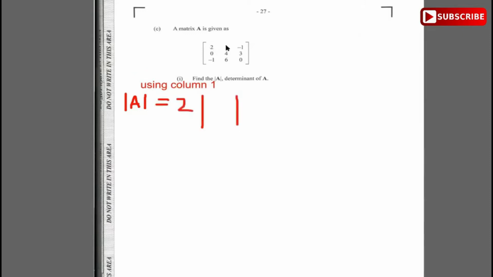if I cross this out, it will be 4, 3, 0, 6. So I'll have 4, 3, 6, 0 minus 0, plus minus 1 times the determinant of, if I were to cross this out, it would be 1, minus 1, 4, and 3. That's the determinant of A.